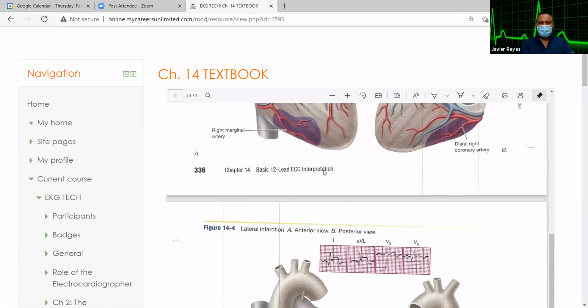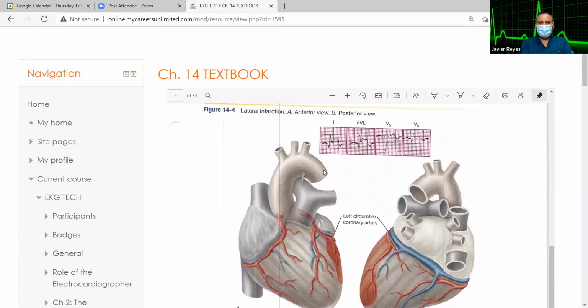Let's look at another one. 14.4, this is a lateral infarct. So right away we're thinking circumflex, lateral, the side. What are you looking at, Janie, on lead 1? Norma, take lead 2. Yeah, AVL, and then Raquel V5.